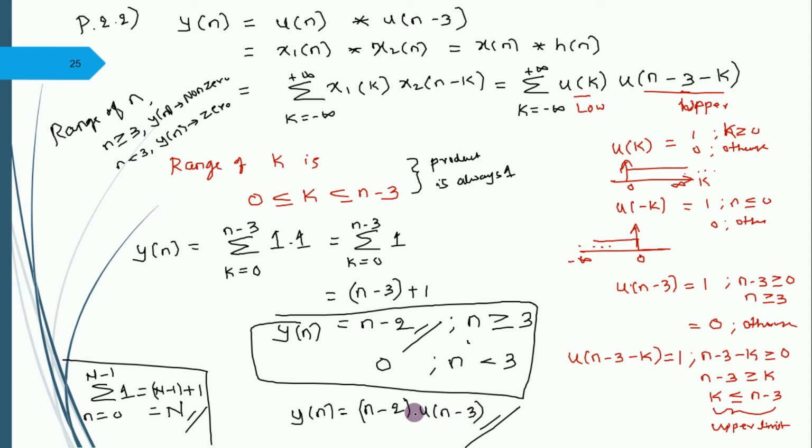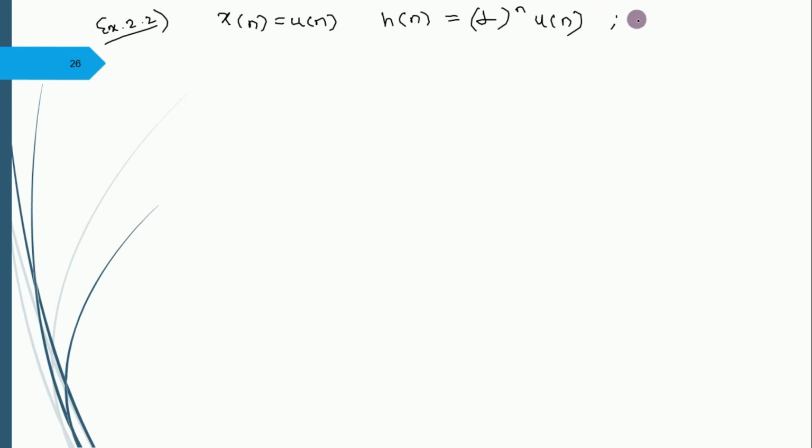Now we'll consider one more example quickly. This is example 2.2 from the book. x of n is given as u of n and h of n is given as alpha raised to n u of n, where alpha is in the range 0 to 1. So this is the given problem. Why is it given in this range?